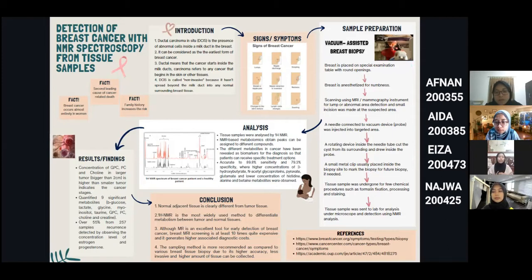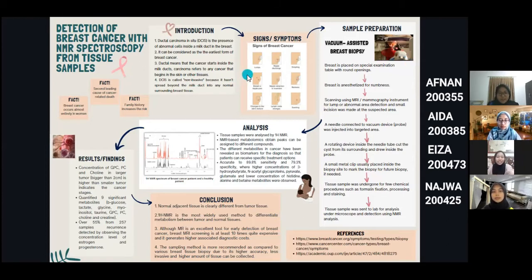So after the tissue has been collected, the sample will undergo a few chemical procedures such as formalin fixation, processing, and also staining in order to preserve the sample from degradation, and lastly will be sent to the lab for analysis under a microscope and confirmation of the metabolites inside the cancer tumor cells using NMR analysis.